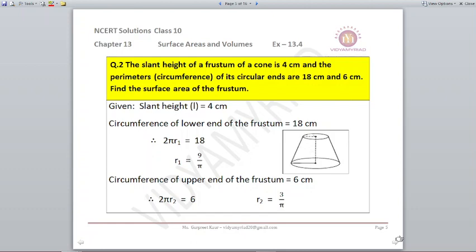Next, the slant height of a frustum of a cone is 4 centimeters and the perimeters, or the circumferences, of its circular ends are 18 centimeters and 6 centimeters. Find the surface area of the frustum.